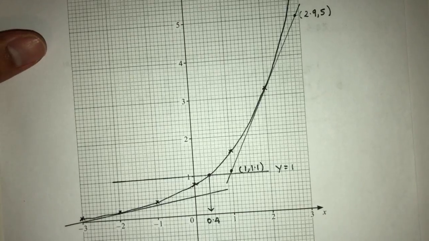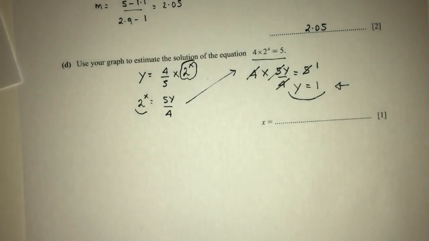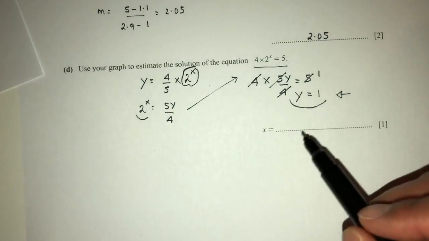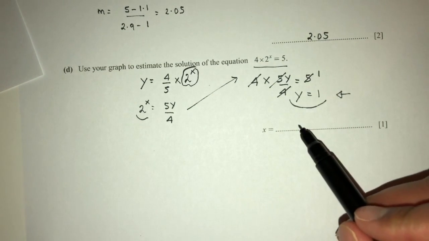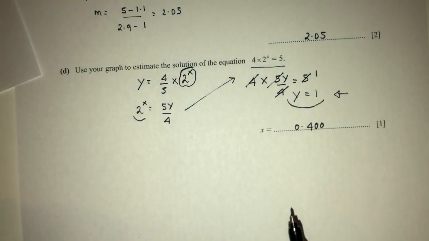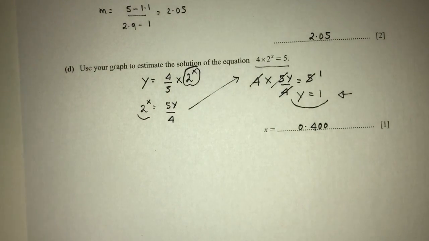Now your answer may be 0.5, 0.3, but you get the idea. The point is you have to know what to do to find the answer. So estimation will be 0.4 for my answer, correct to 3SF. Now this is part D, question number 4.